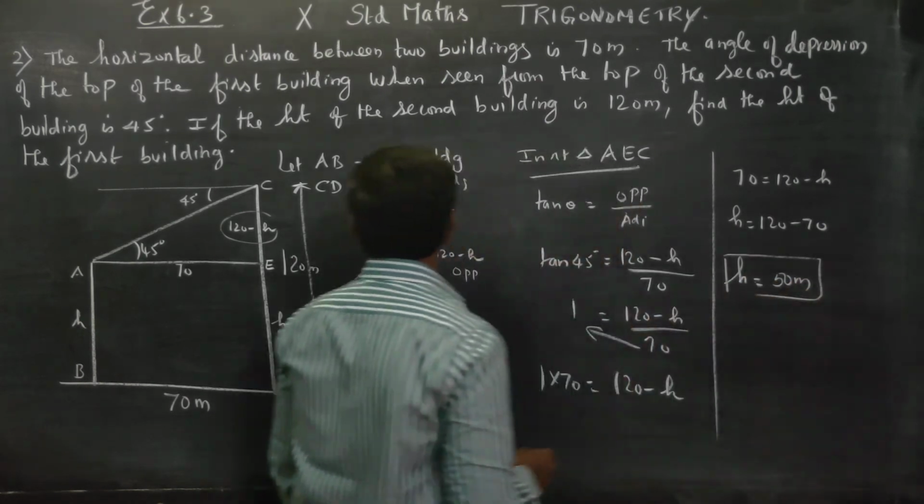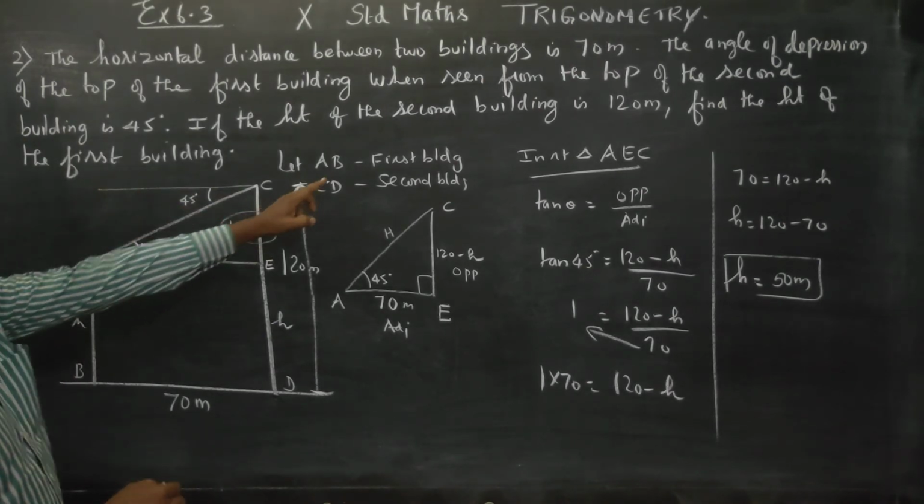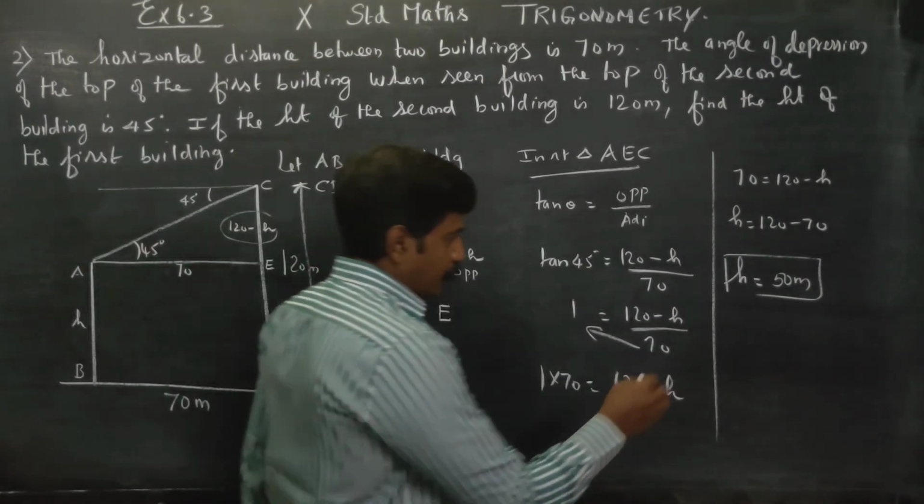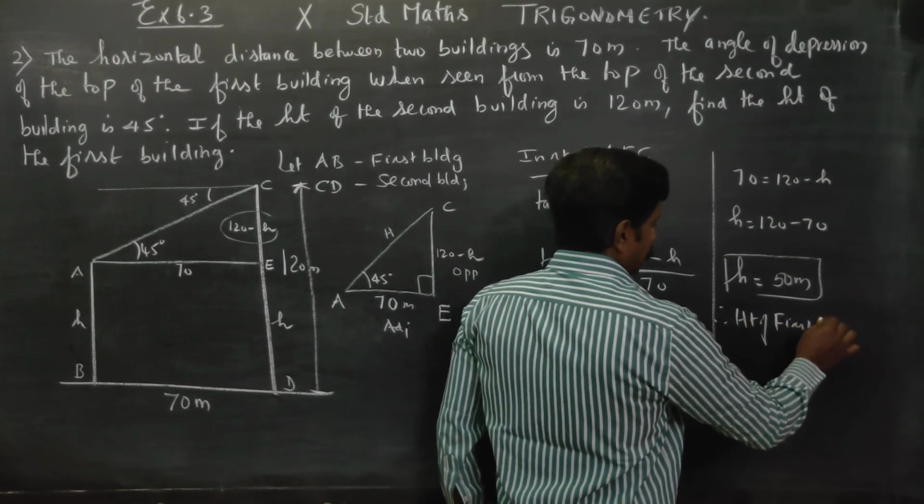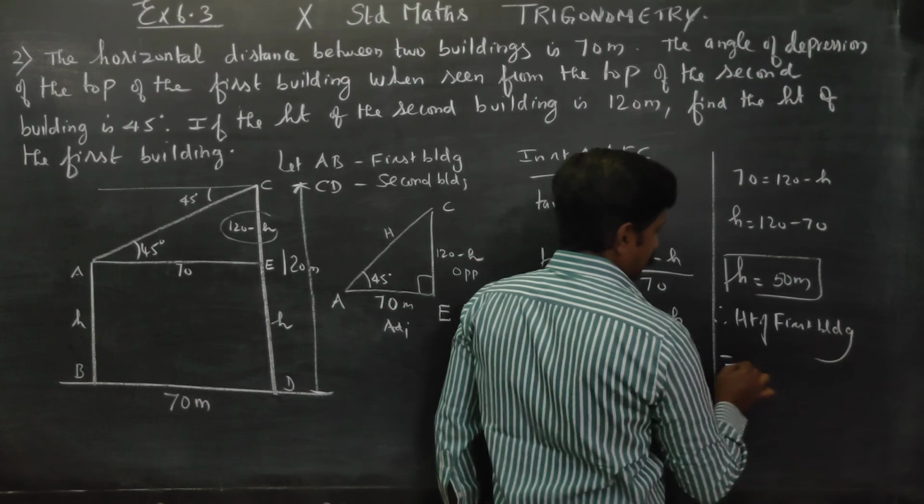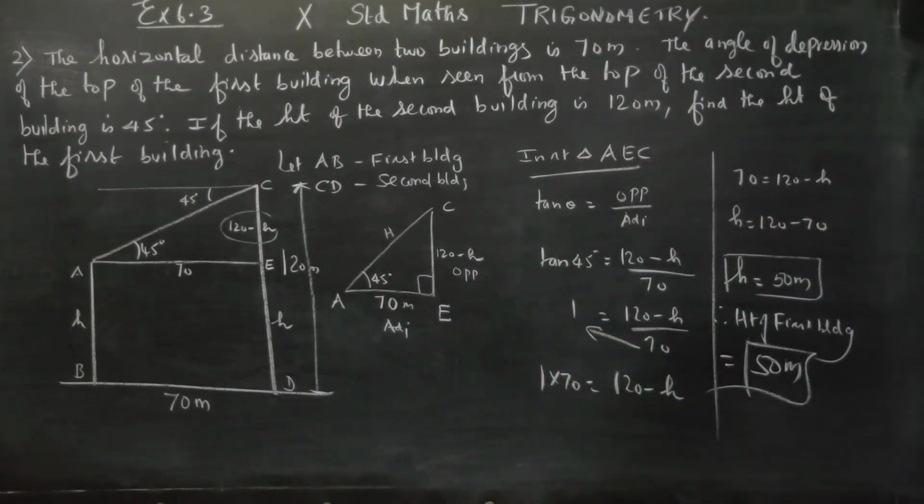What is h? H is my height of AB, the first building. Therefore, height of first building. Height of first building is equal to 50 meters will be your final answer.